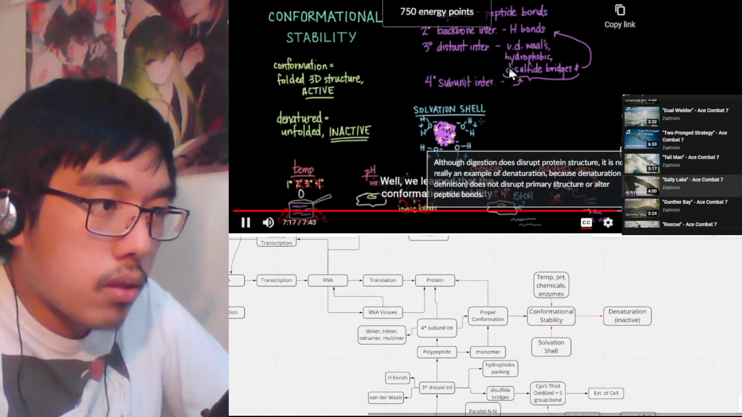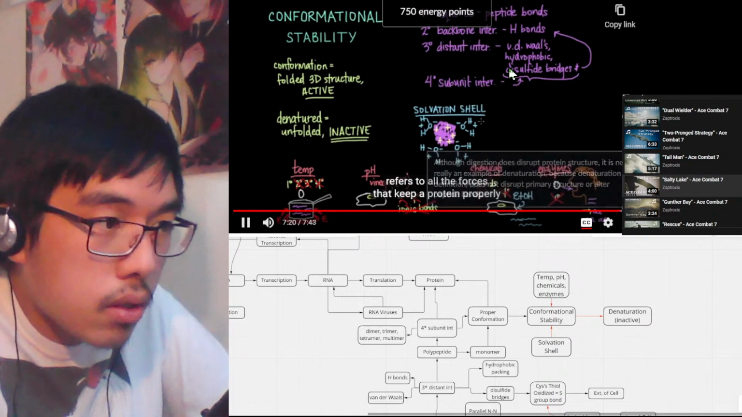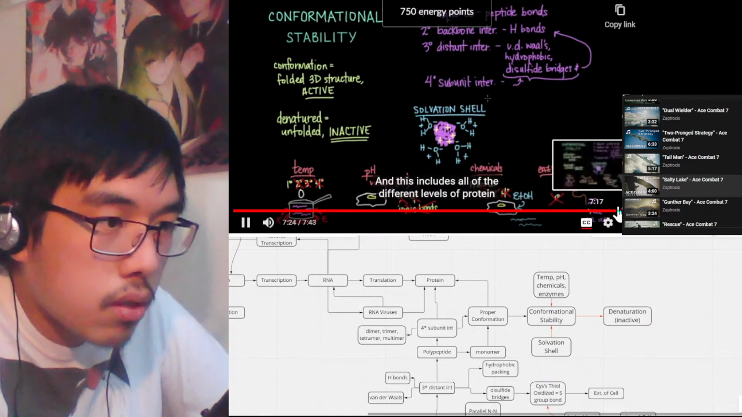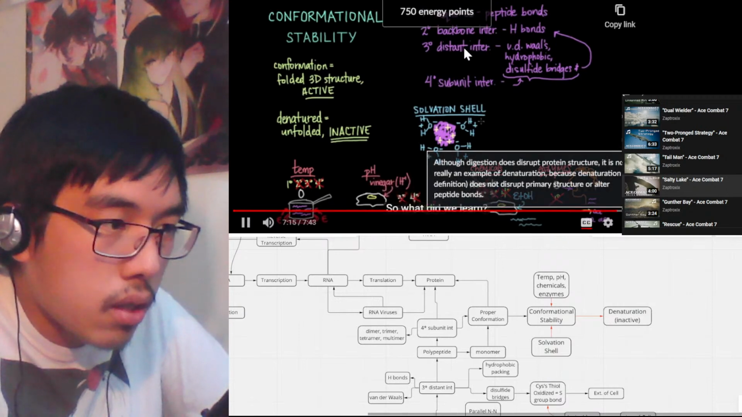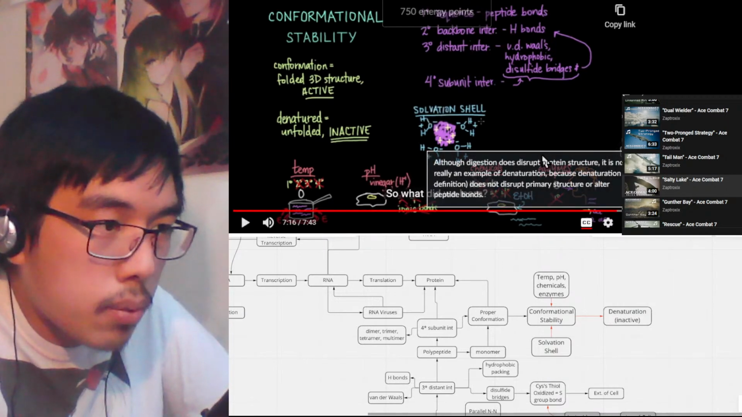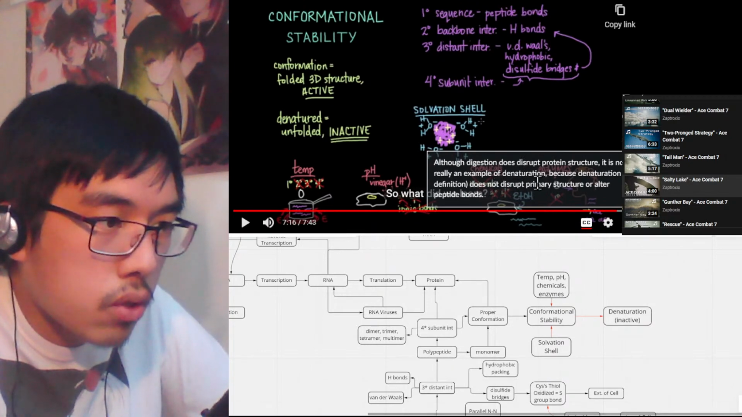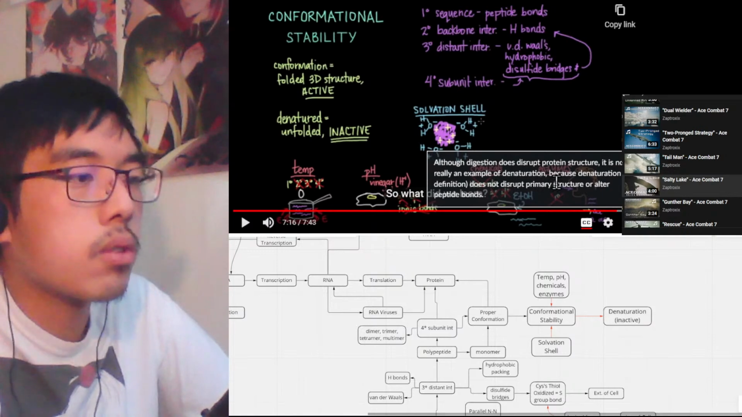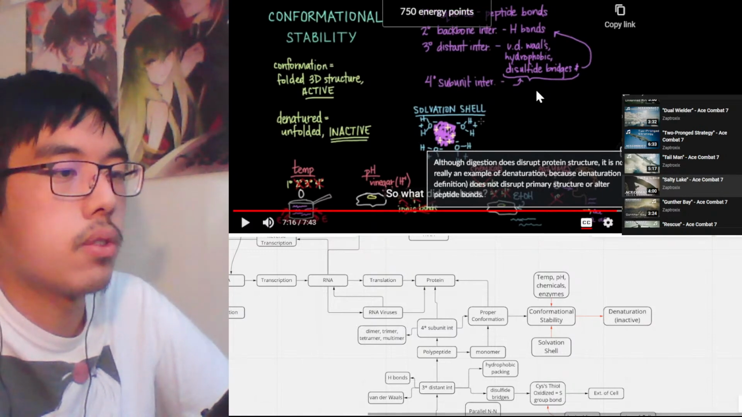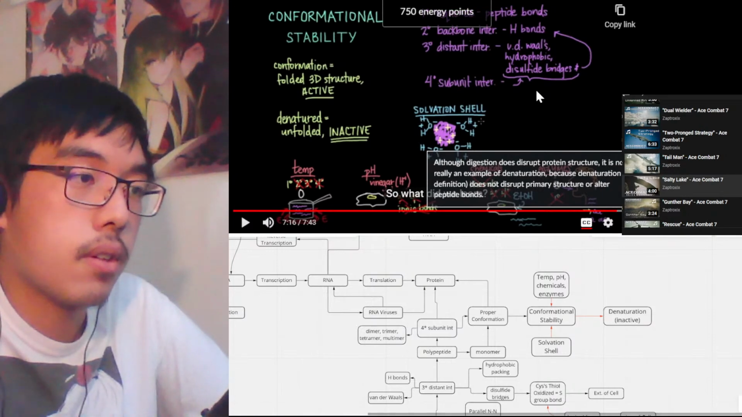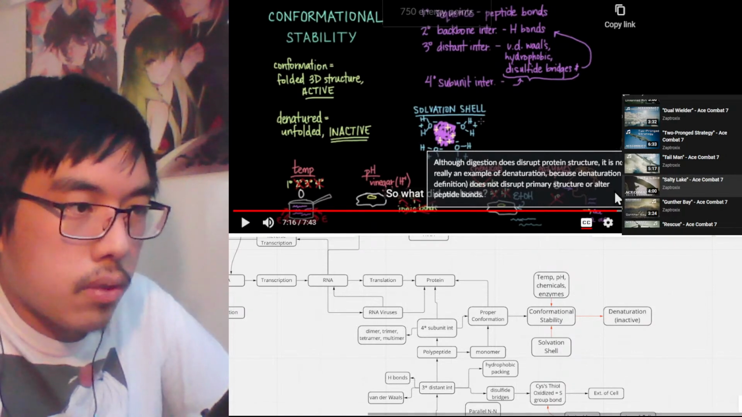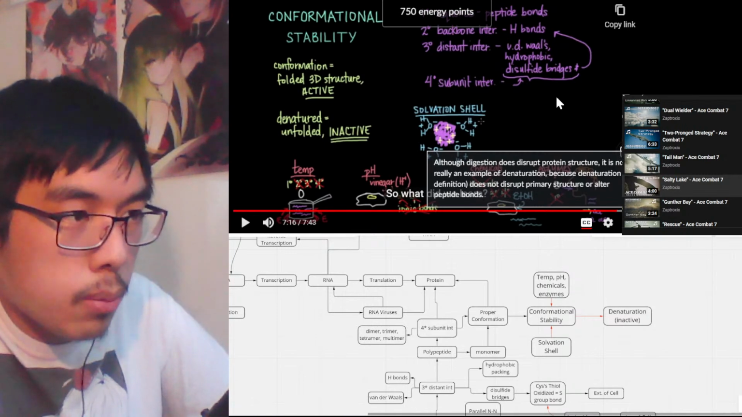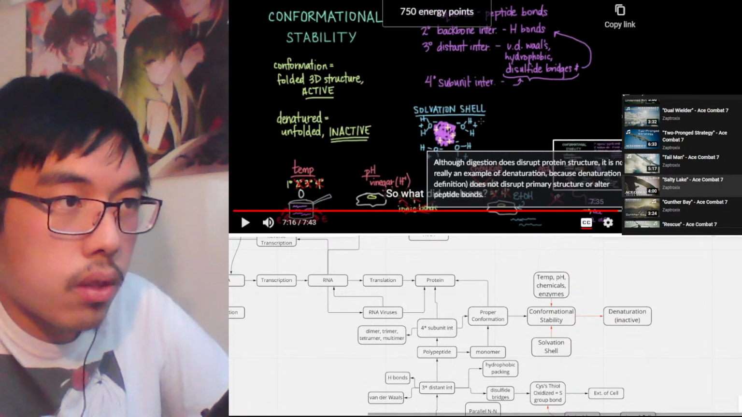So what did we learn? Well, we learned that the conformational stability refers to all the different levels of protein structure as well as the solvation shell. Digestion does disrupt protein primary structure, but it is not an example of denaturation, because denaturation by definition does not disrupt primary structure or alter peptide bonds. Huh. Okay, good point. Well, I wasn't taking that digestion example too seriously. I think I get the point though.